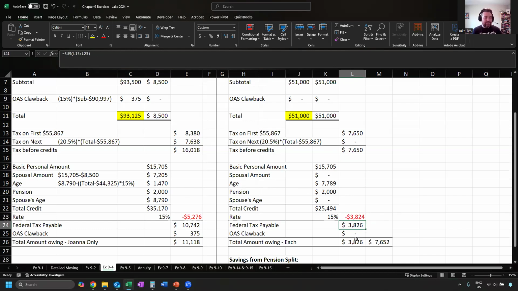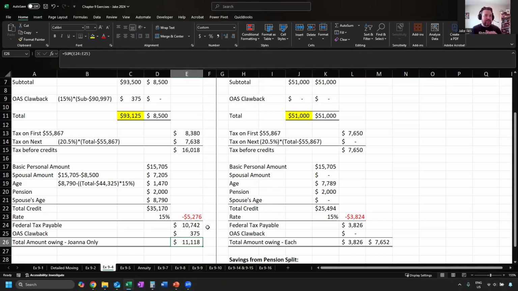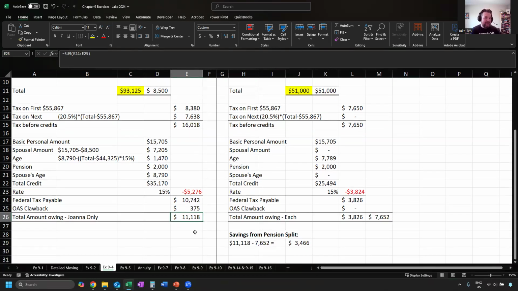The federal tax payable is $3,826. Since their income's the same, both of them will be paying this amount. Before, the tax payable was only on Joanne's. So $3,800 times 2 is $7,600. Before combined, they were paying a little over $11,000. Now they're only paying a little over $7,600. So they saved almost $3,500. They saved $3,466 because of their ability to split their pension income. So this pension income split has a large effect. It's great getting that money back.